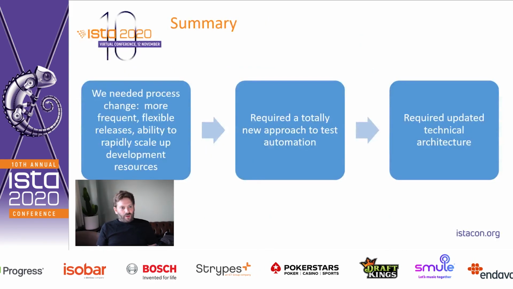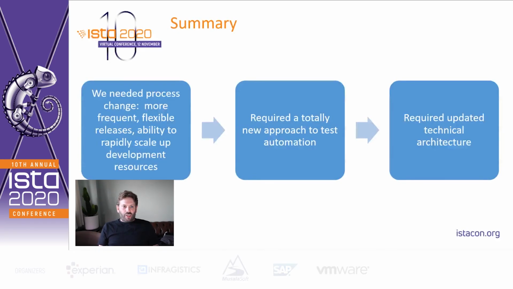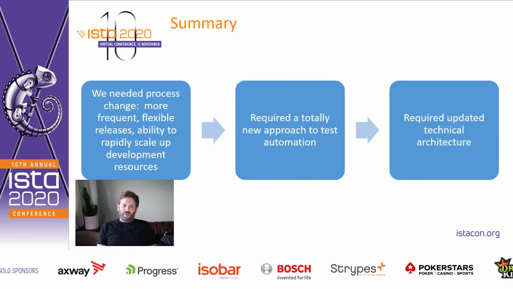So to summarize, we started off needing a process change. This wasn't about technology change for its own sake. We needed to be able to scale our teams. We had a lot of market demand. We needed to build more features, and we wanted to be more agile. We didn't want to have to wait several months between releases. We worked out the blocker to that was really around test automation, and that's what we needed to fix.